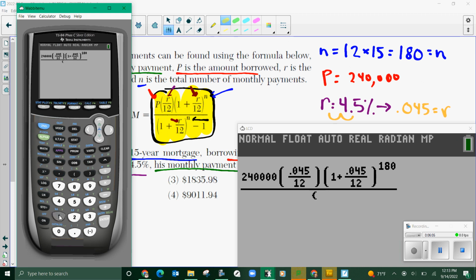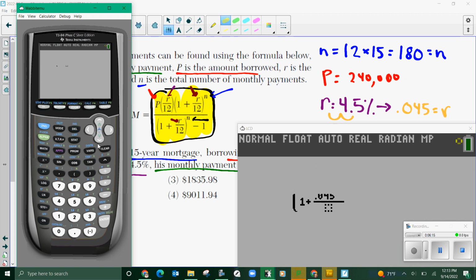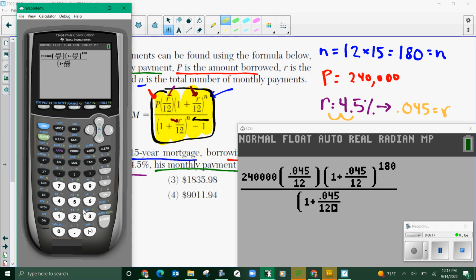Parenthesis, 1 plus, going to create a fraction. In the top of that fraction is my rate, 0.045 over 12. Going to pop out of the fraction, put an end parenthesis, an exponent of n, which is 180, pop off the exponent, and minus 1.